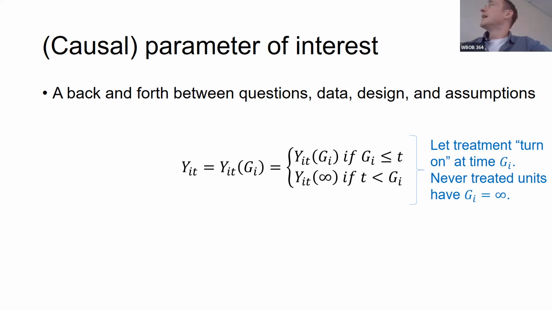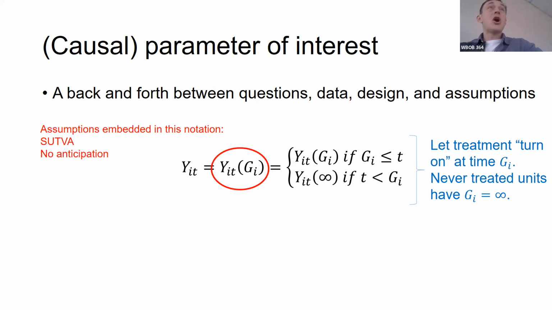So I also want to note that there are some assumptions already embedded in writing it down this way. Nobody else's outcomes are in that notation, so we have this stable unit treatment value assumption, no spillovers. And the way I wrote the thing in brackets suggests that before your treatment turns on, there's no anticipatory behavior, so that we really do see your outcome in an untreated state of the world if your treatment hasn't begun yet.